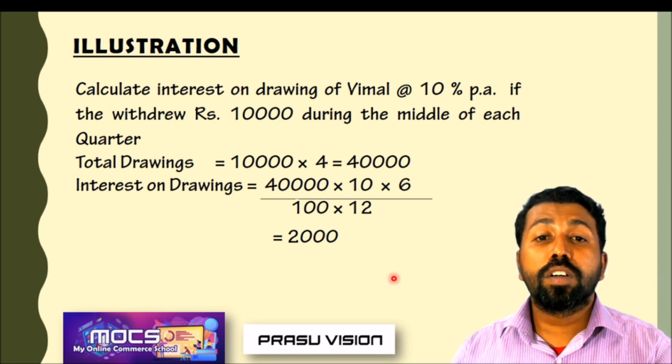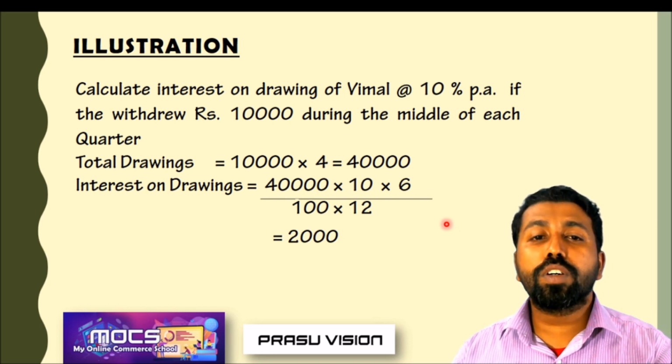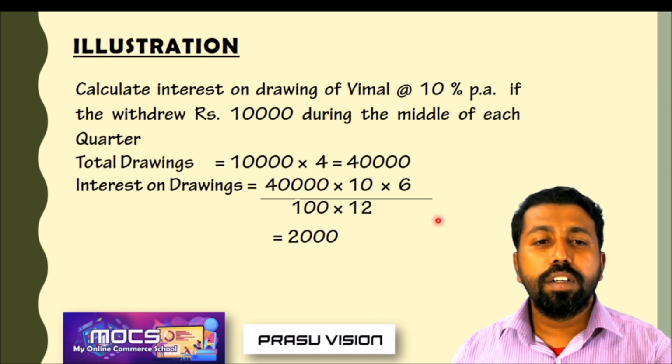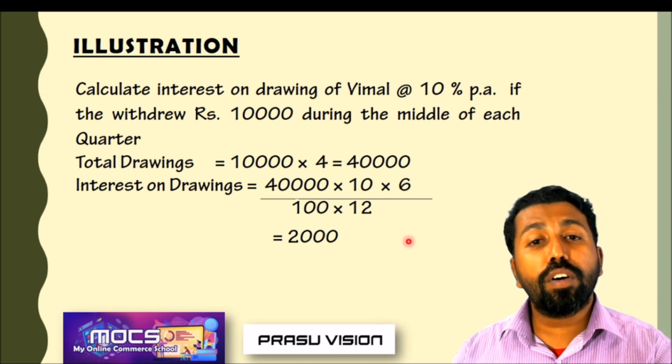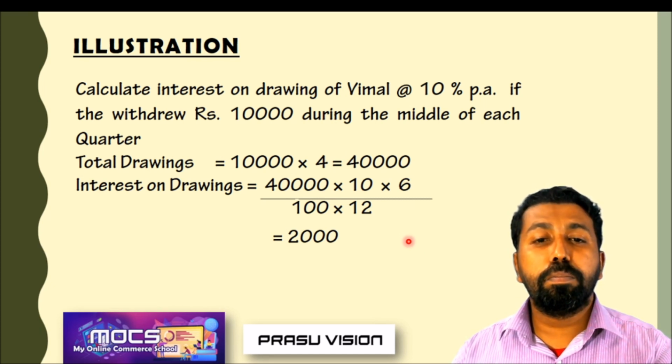So here quarterly drawing is made. Quarterly drawings involve the beginning of the quarter, the middle of the quarter, and the end of the quarter. So we have to remember the average periods. If it is in the beginning of the quarter, 7.5 is the average month. If it is at the end, 4.5 is the month. If it is in the middle, 6 months is the average period.